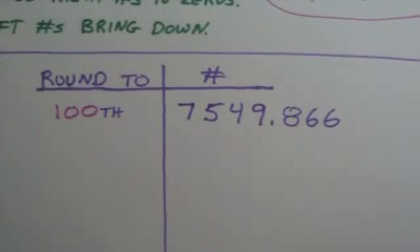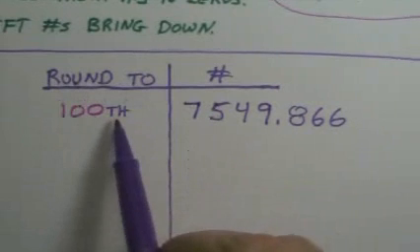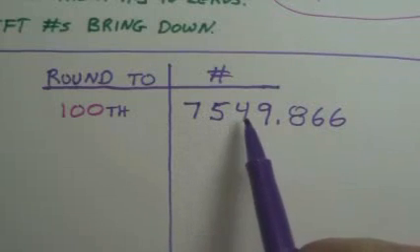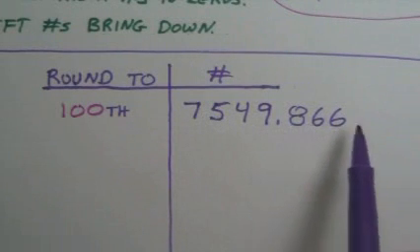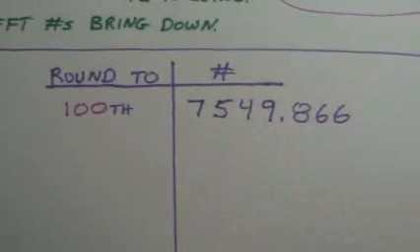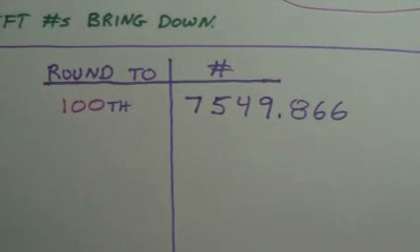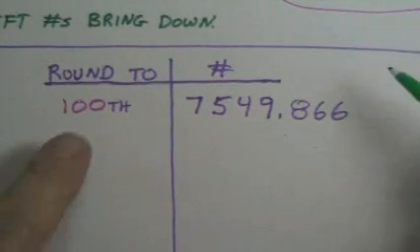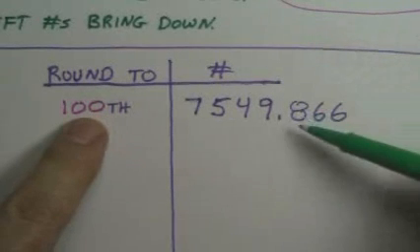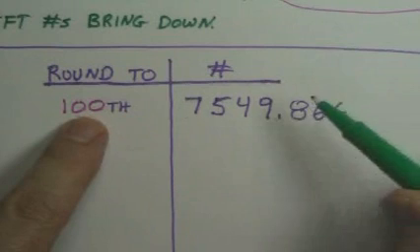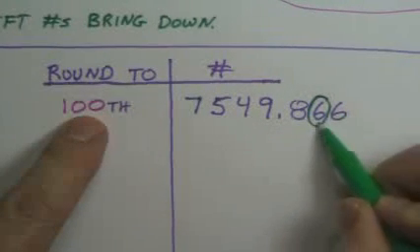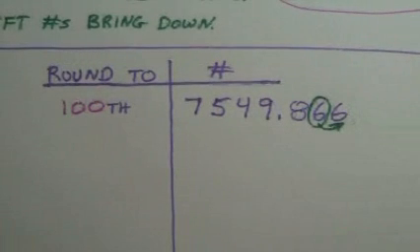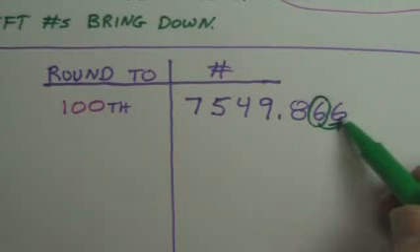Let's do three quick examples. So we're going to round to the 100th place. Notice there's a TH. And here's our number, 7549.866. Okay, so let's use our same rules again. First, find the column, 100th. This is the 10th, 100th. Circle the number. Look to the right. Is this number 5 or more? Yes, 5 or more. Let it soar.